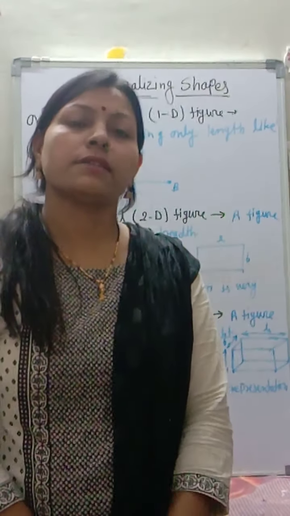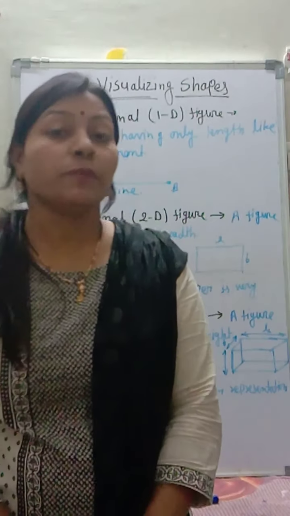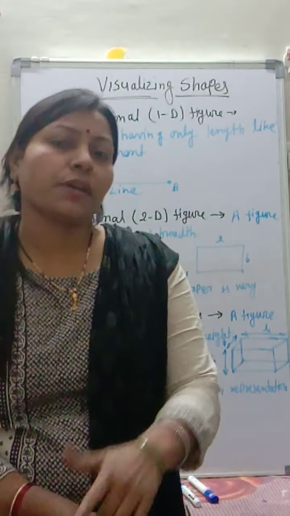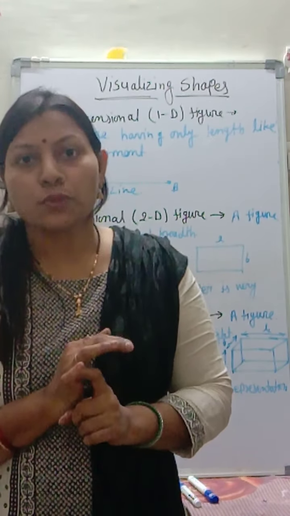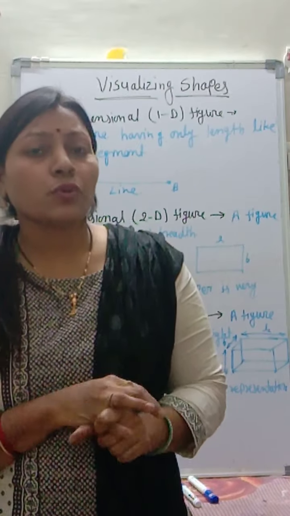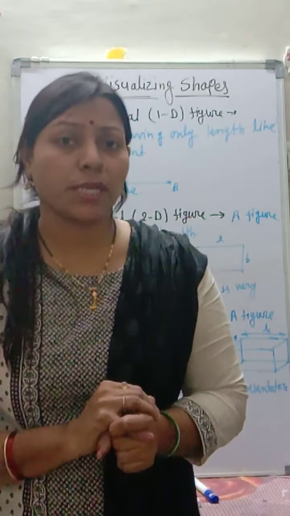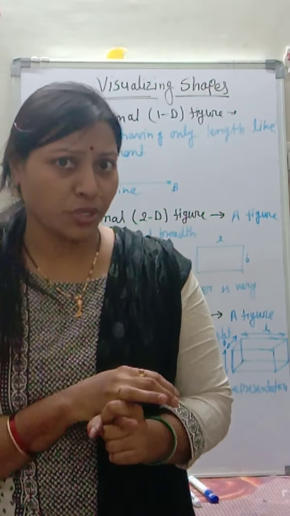Good morning, students. Today we are going to discuss a new chapter, visualizing shapes. In this chapter we will learn 1D shapes, 2D shapes, 3D shapes. So, students, you have already learned the different types of shapes, that is, one-dimensional, two-dimensional, and three-dimensional.